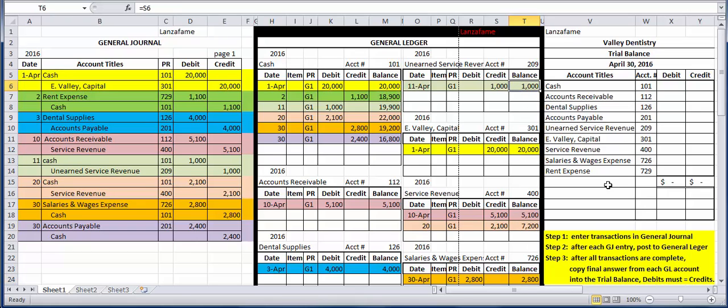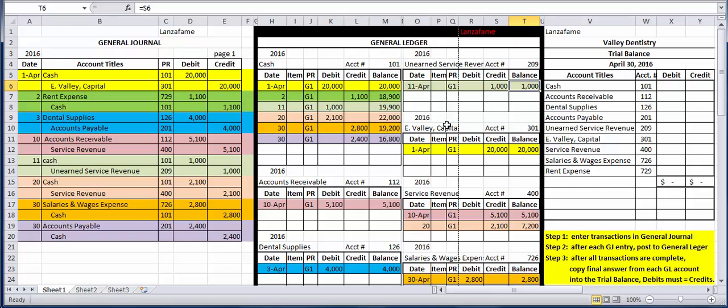The only trick to doing the trial balance is you've got to remember your debit and your credit. You've got to know which of these accounts have a debit balance and which have a credit balance. So remember, debit accounts, assets, drawing, and expenses, have debit balances. Credit accounts, liabilities, capital, and revenue, carry a credit balance.